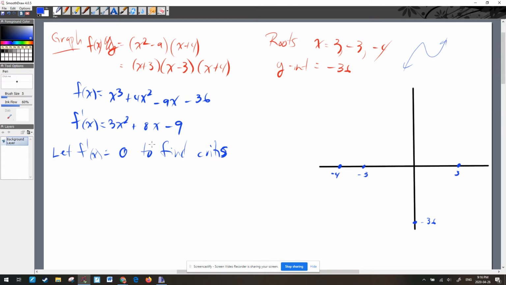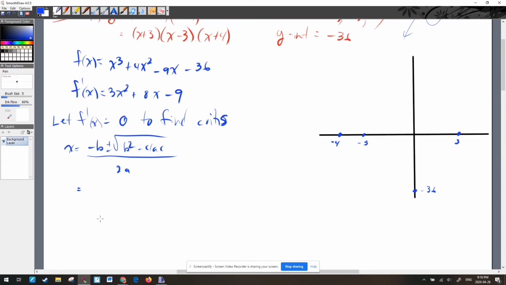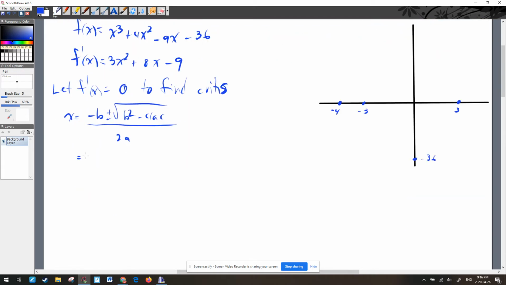I'm relatively confident it's not going to decompose very nicely, so I'm going to just jump right into the quadratic formula. We know x is equal to -b plus or minus the root of b squared minus 4ac, all over 2a. So -8 plus or minus the root of 64 minus 4 times a times c. Actually, make it plus because it's going to be 3 times -9, which makes it plus 9. All over 2 times 3.